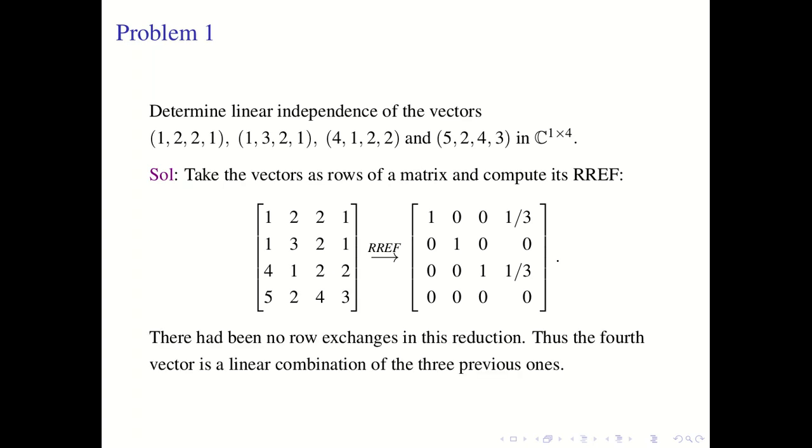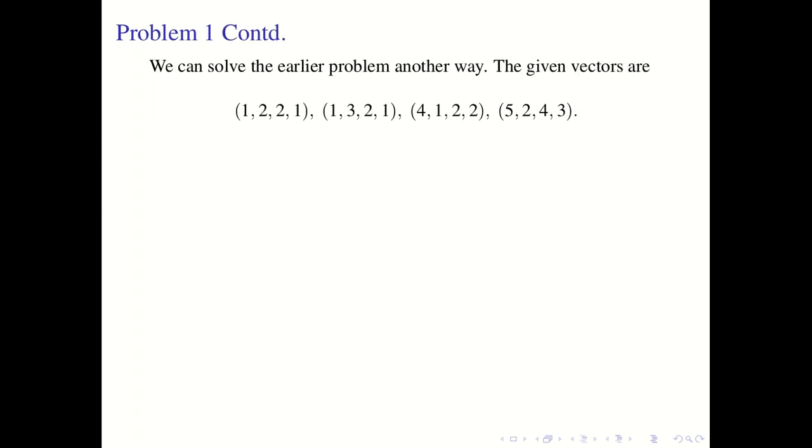One can arrive at this without doing any row exchanges. So therefore the first 3 vectors are linearly independent, and if you take the collection of all these 4 vectors, this is a linearly dependent set. We can also do this in another way.